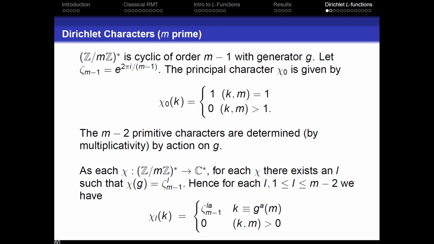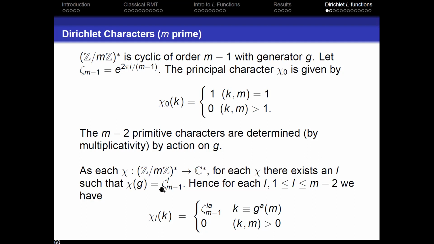But there are other characters we can define. Our characters are going to be maps from the group (Z mod mZ)* to the complex numbers, actually to the complex numbers of absolute value 1, except for the numbers we send to 0. So you're either going to have absolute value 1 or 0. Given some number g, which often might be a generator of the group, it's a beautiful theorem that when m is prime, this group is cyclic.